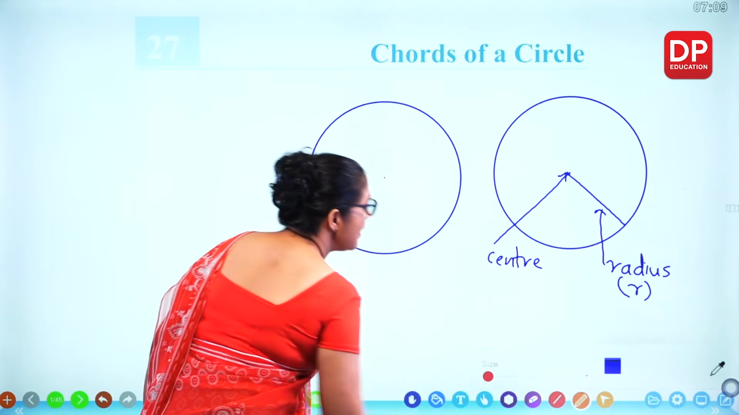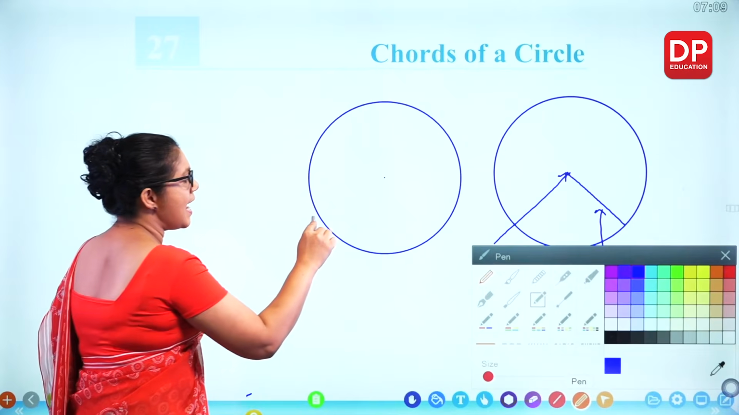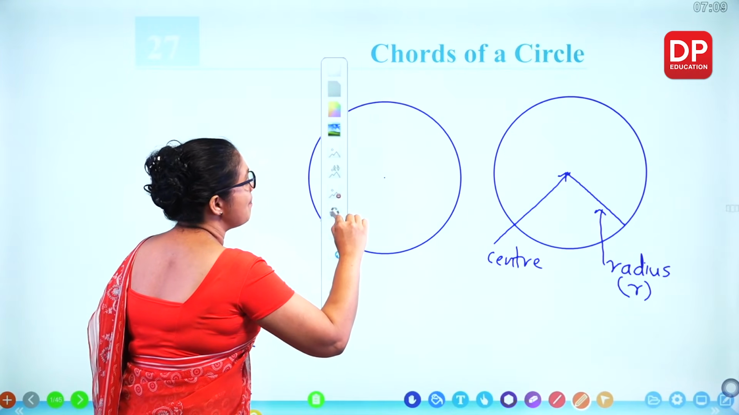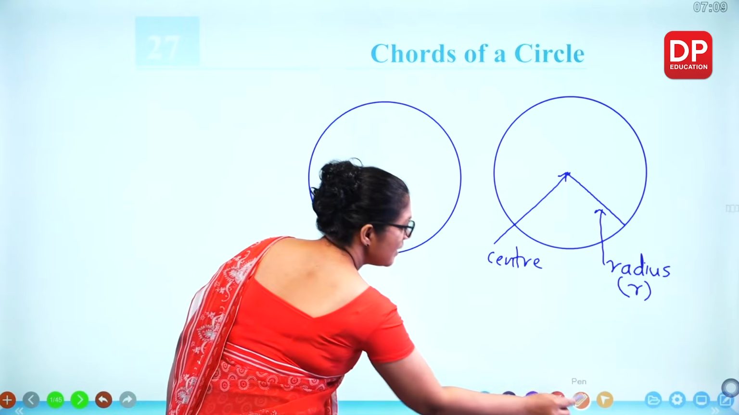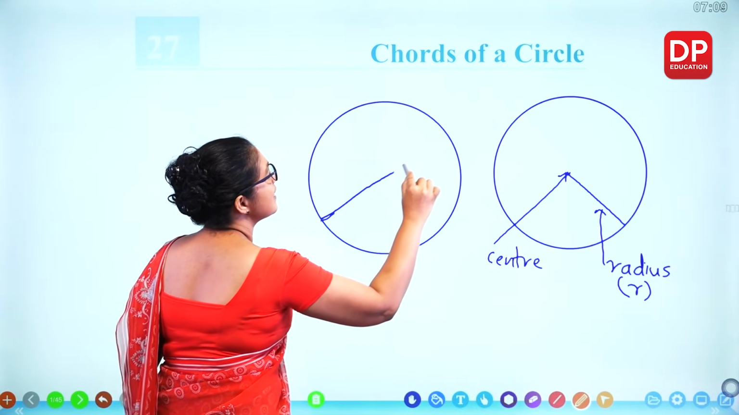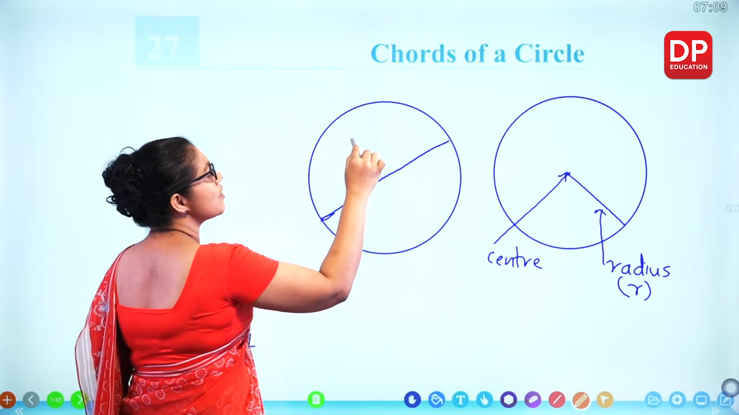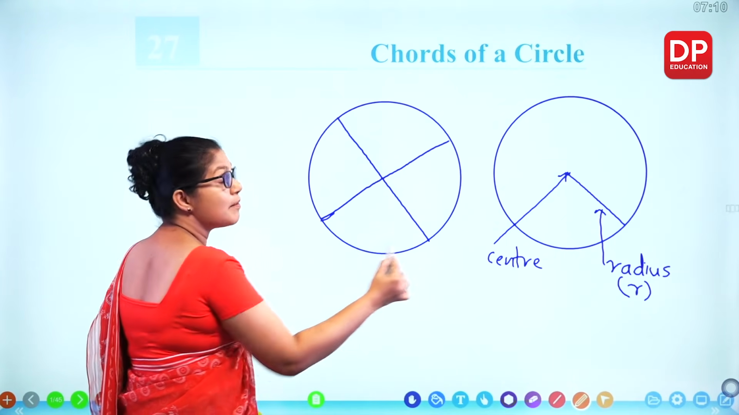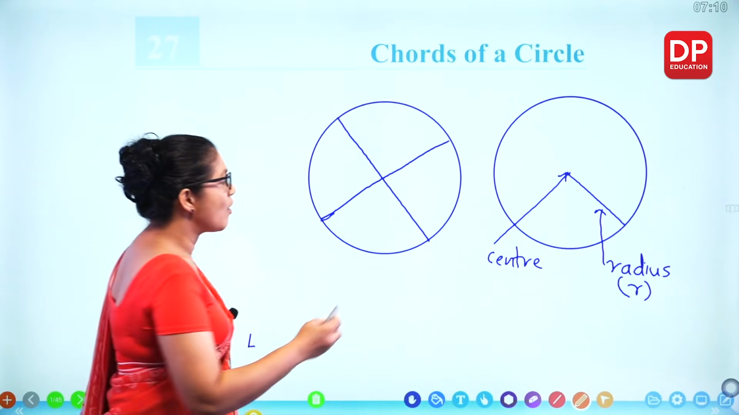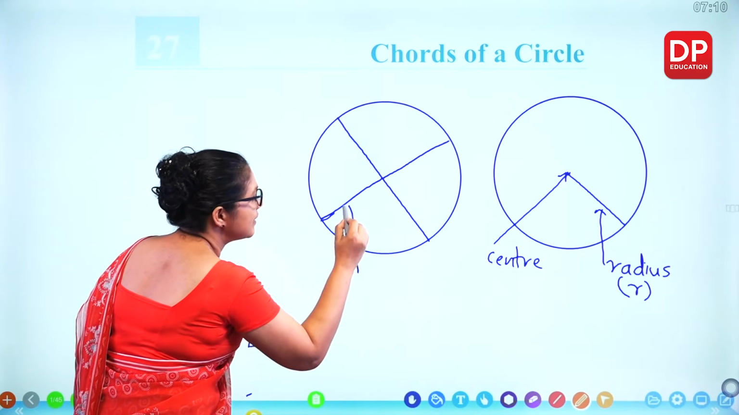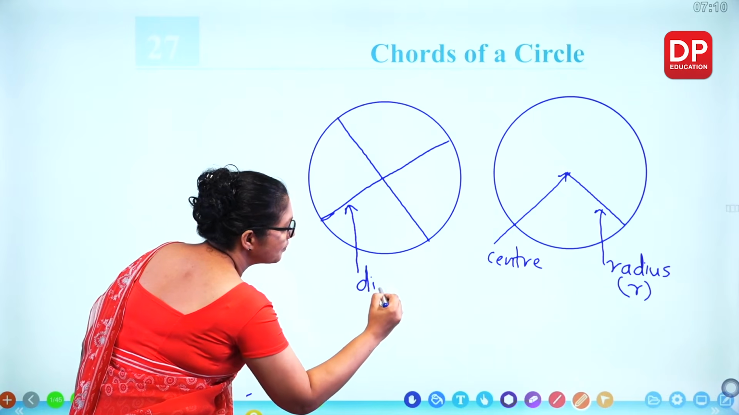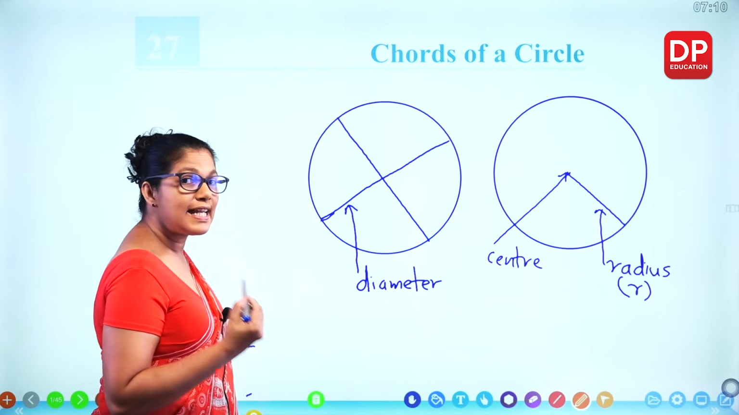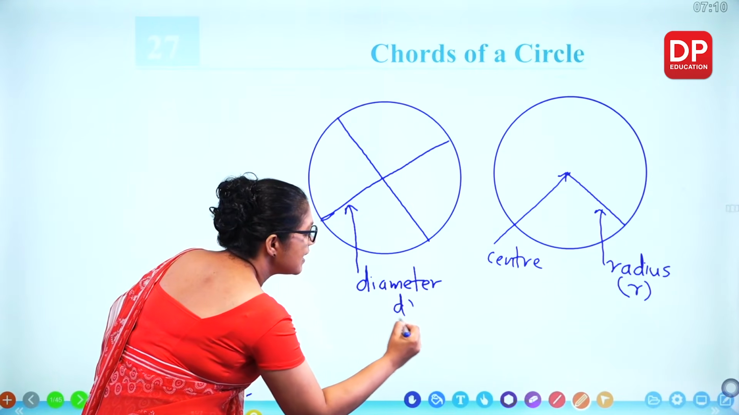Now we'll take another circle. So here, if we join any 2 points on the circle but passing through the center, what do you call that? Any line passing through the center? We call it diameter. So we use the letter D.